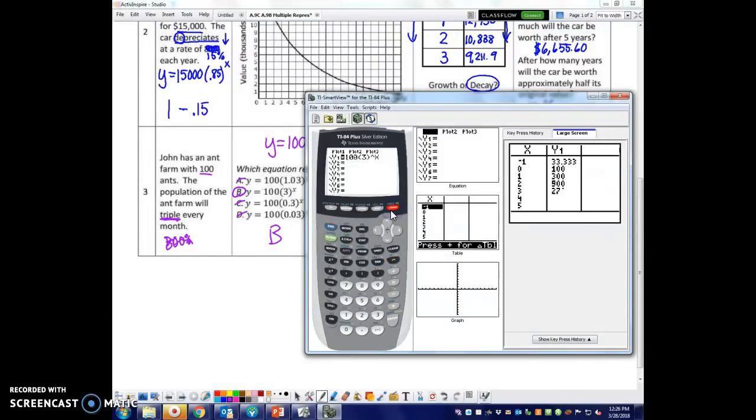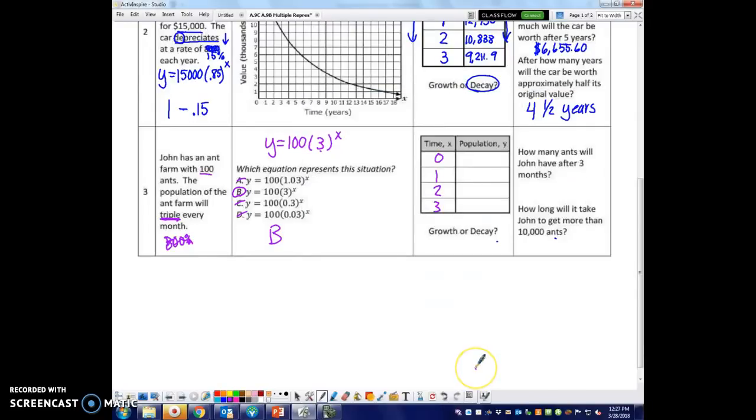Go to your table. Okay, after 0 months, so at the beginning, it starts with 100. After 1 month, there's 300, 2 months, 900, 3 months. Wow, that jumps really fast, huh, when you're tripling? So you start off with 100, then it went to 300, and then it went to 900, and then it went to 2,700. Okay, so is this growth? Well, as x increases, y increases, so this is growth.